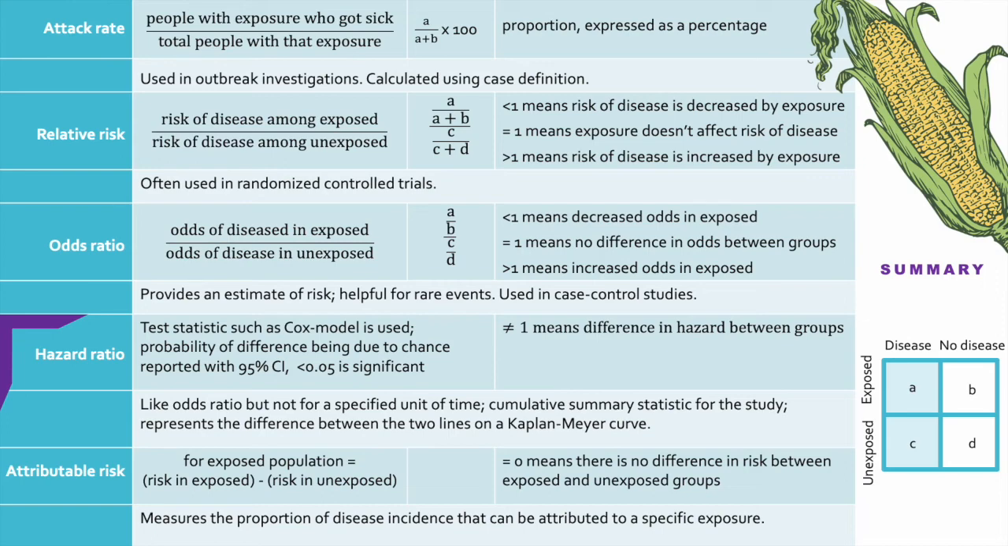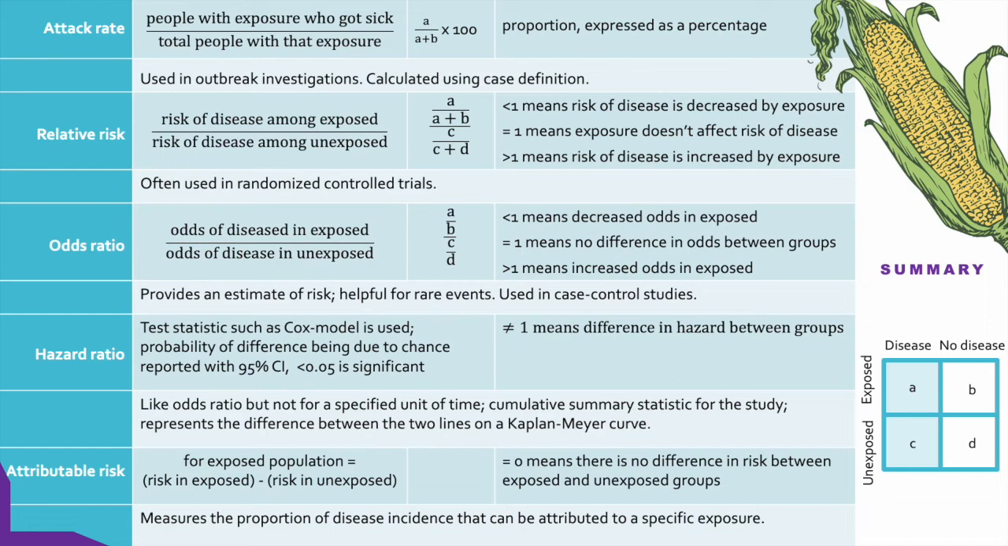Remember that Kaplan-Meier curves have to be interpreted in their entirety. You can't just pick one point on the case or control group's line to determine the chance of the outcome in that group at that particular time. A hazard ratio represents the difference between the two lines on a Kaplan-Meier curve.